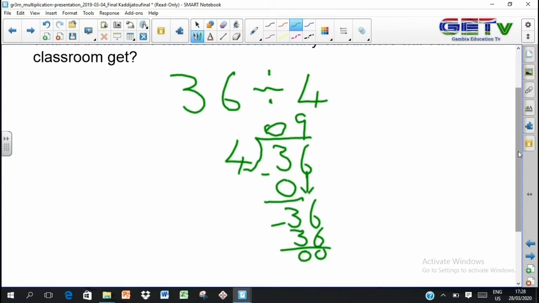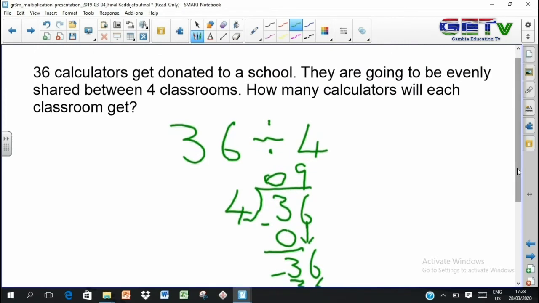So it means each class will get 9 calculators each. Each class, the number of calculators it is going to have is going to be 9 calculators.